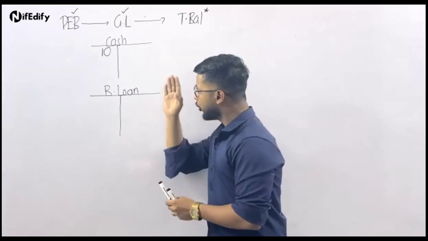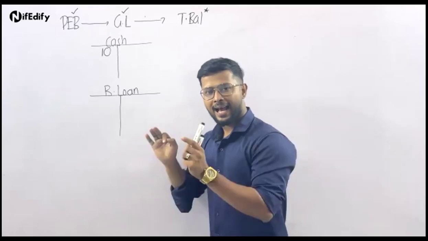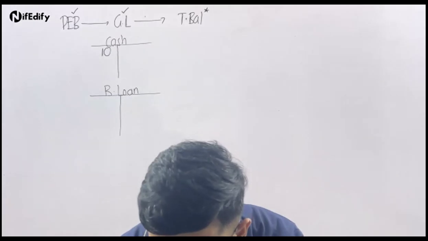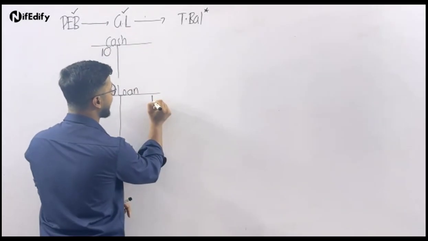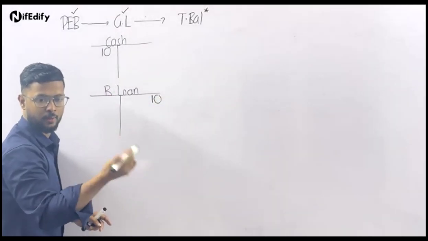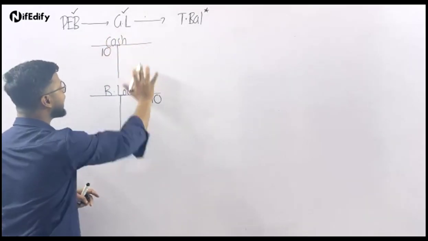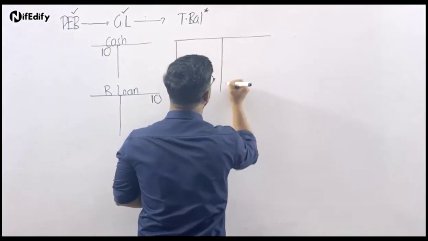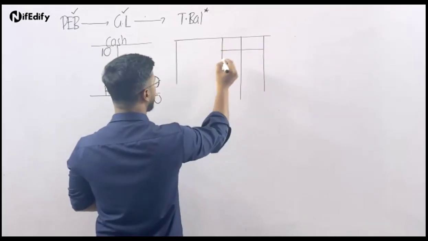Answer me. Have they credited the bank loan account? Is my bank loan account entry perfect? Yes, exactly. 10,000 is correctly recorded in the bank loan account. The problem is from the GL, where do we take it to? From the GL, we take it to the trial balance, don't we?